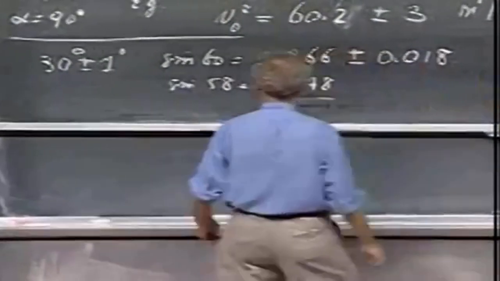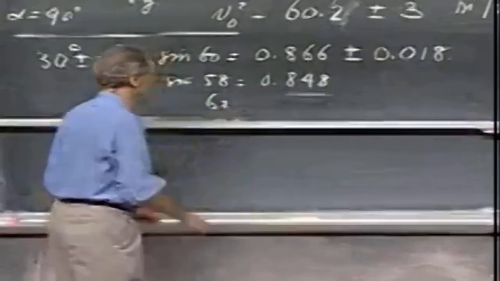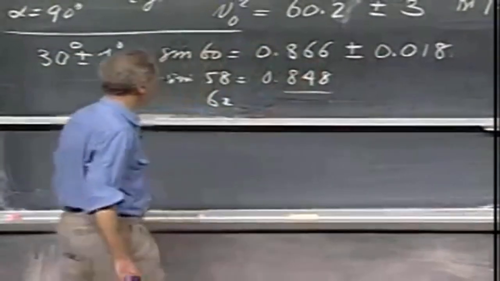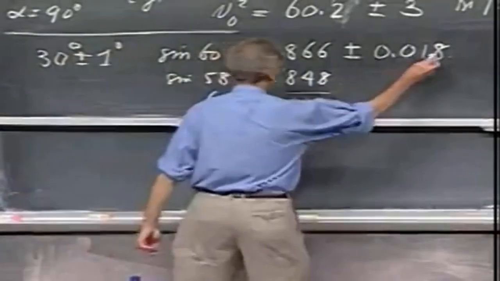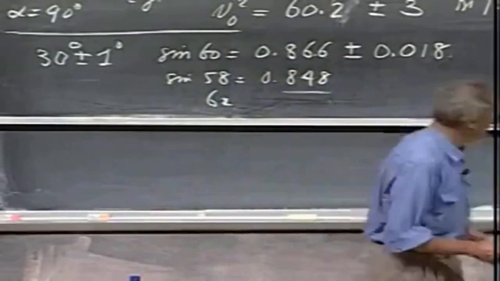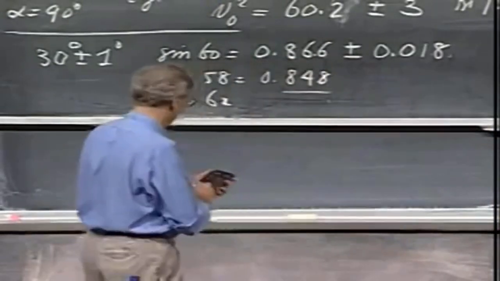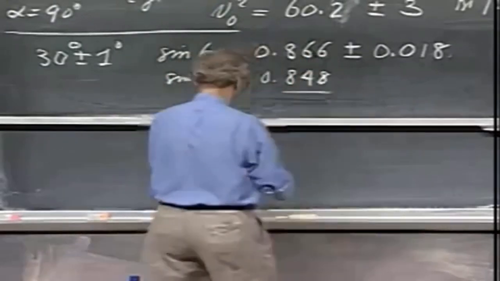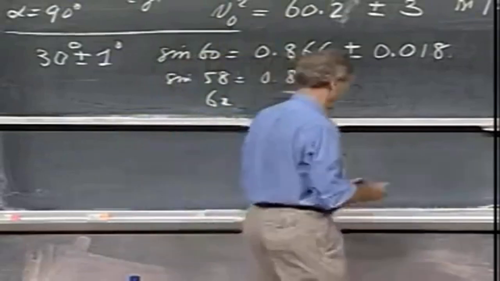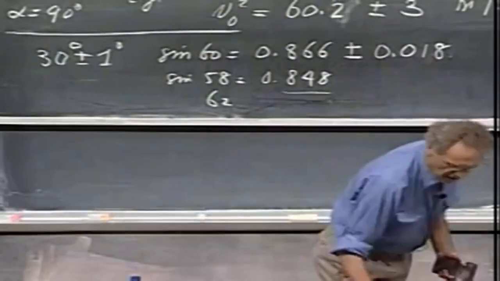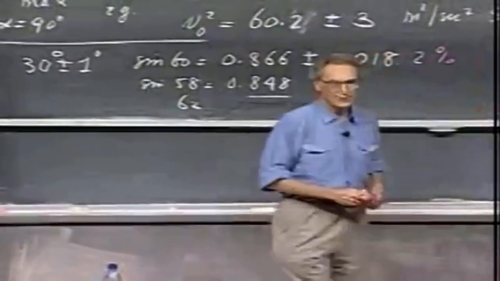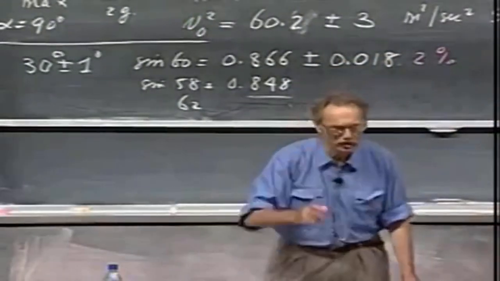0.018. If you want to check what the sine of 62 degrees is, you will see that that is about this much higher than this. So we must allow for this error, and that is an error which is by no means negligible anymore. That is an error which is 18 divided by 866. That is a 2% error. So now we're dealing all of a sudden with a 2% error in the sine of 2 alpha, even though there's only a 1 degree uncertainty in the angle.